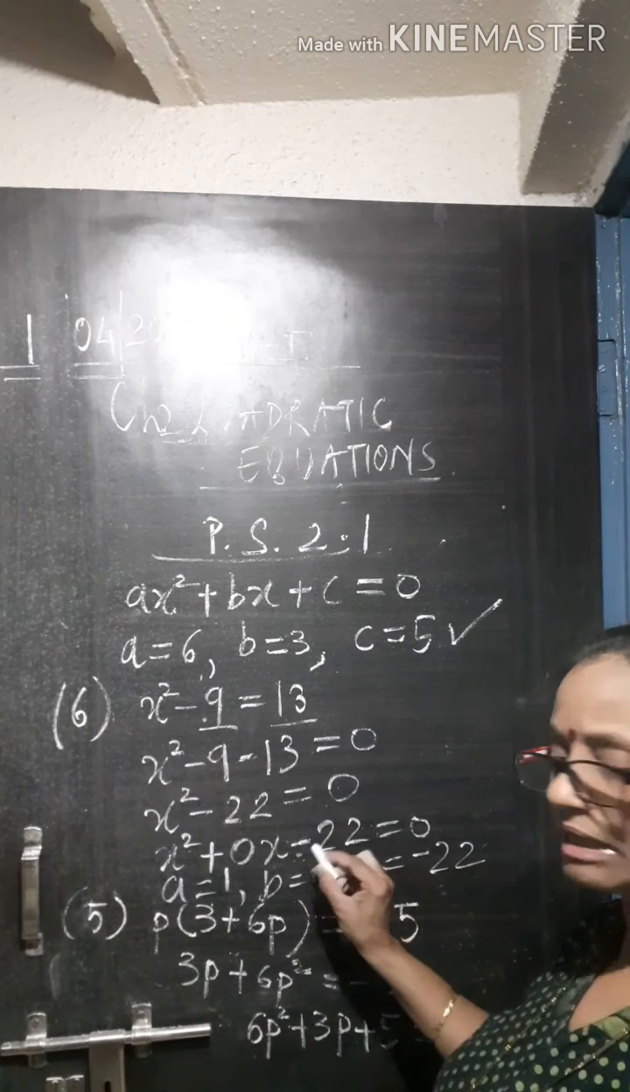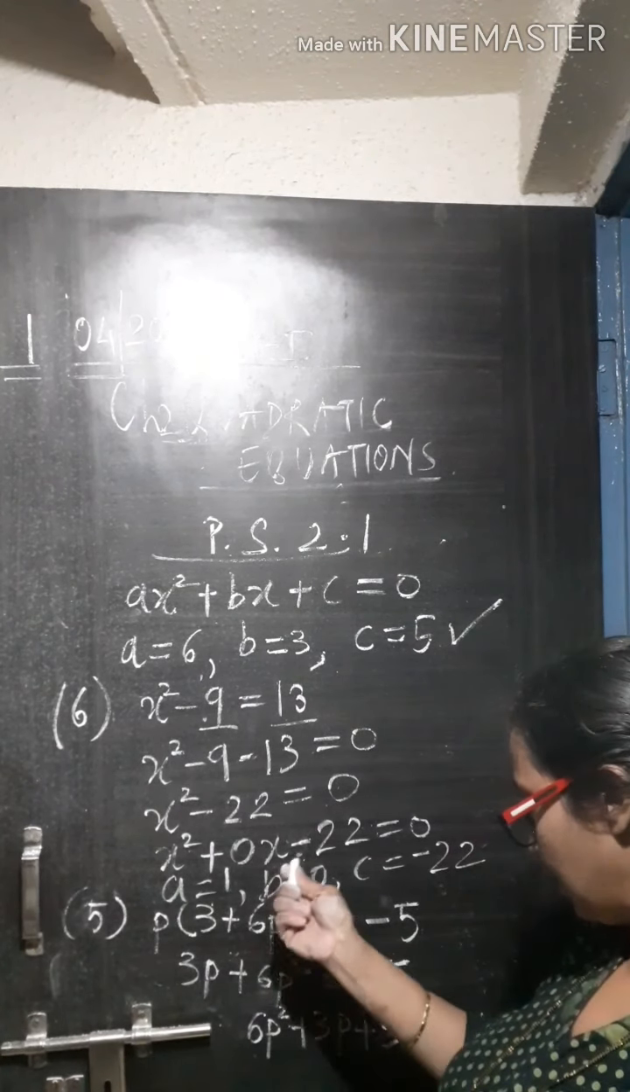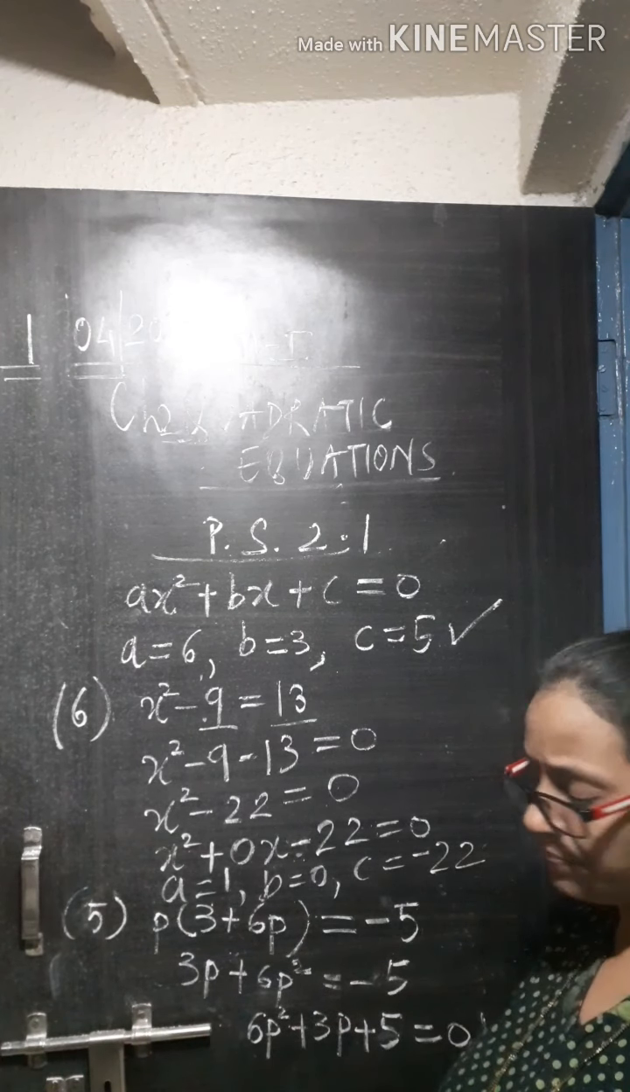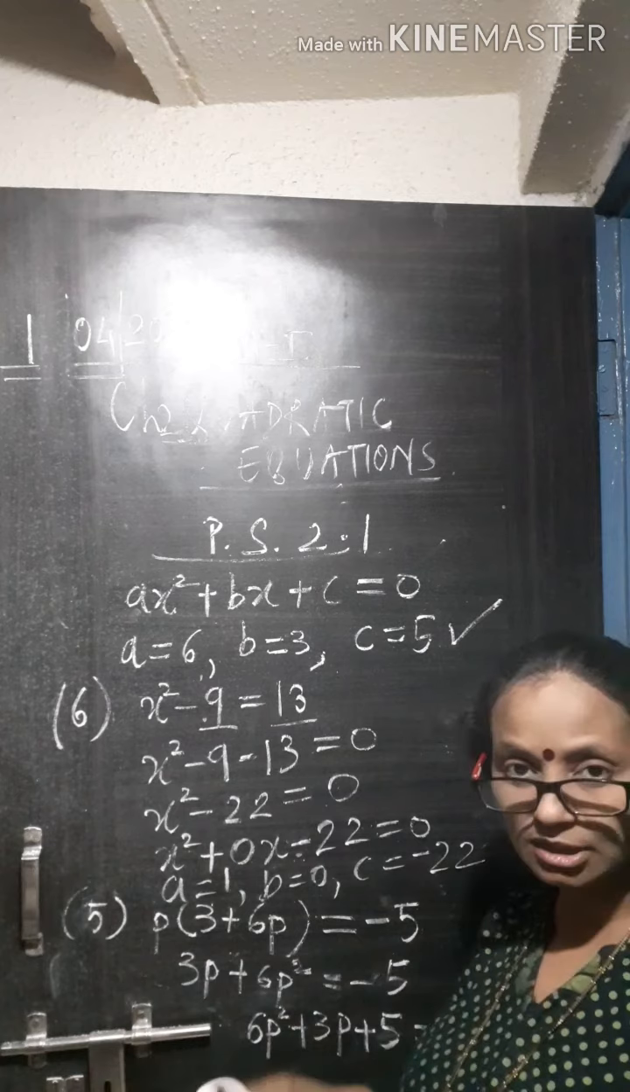Always the values have to be taken with the sign. So do not forget the minus sign. Just 22 will be a wrong answer. C is equal to minus 22. So this is how we have completed with the third question.